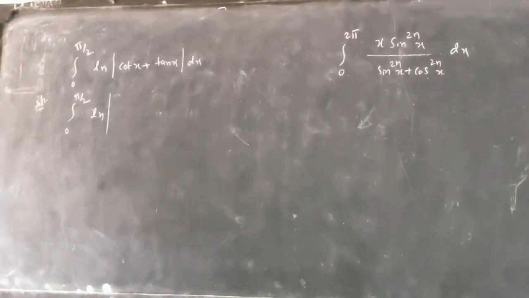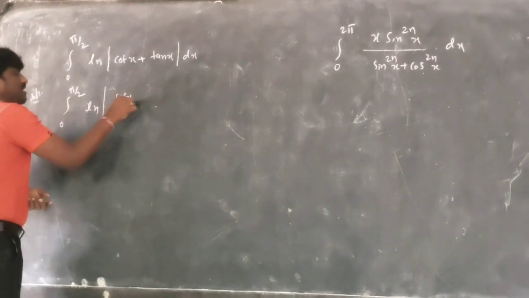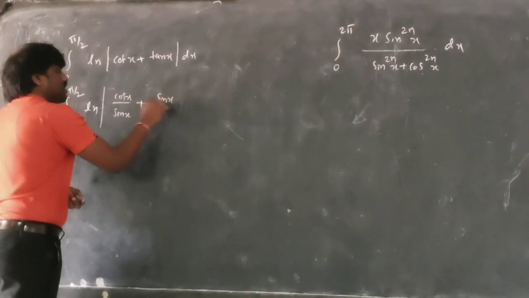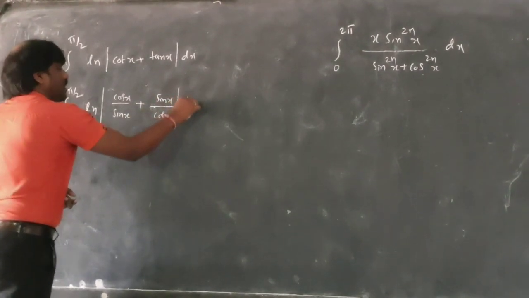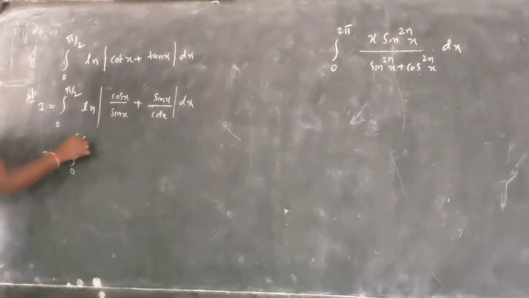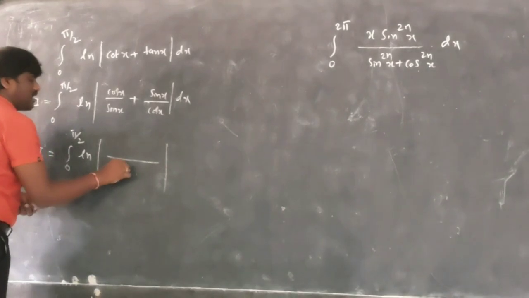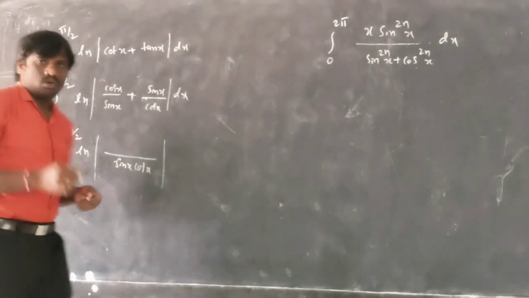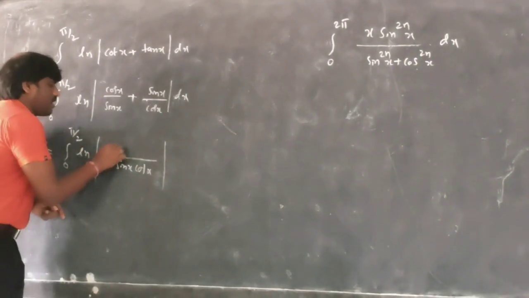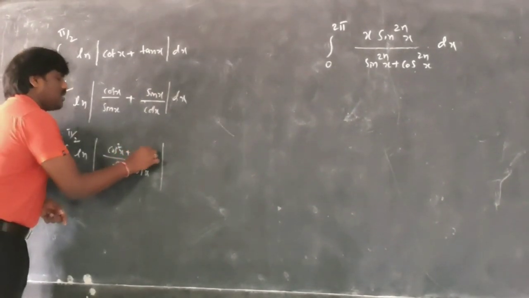Let us see here, 0 to pi by 2 ln of cot x plus tan x. Cot x can be written as what? Cot x can be written as cos x by sin x. Plus, tan x can be written as what? Sin x by cos x, dx. Here I can write I is equal to integral 0 to pi by 2 ln mod. I can take the LCM here, sin x into cos x. Hope you understand. Sin x is there, sin x cancels, cos x into cos x is cos square x. Plus here cos x cancels, sin into sin is sin square x.